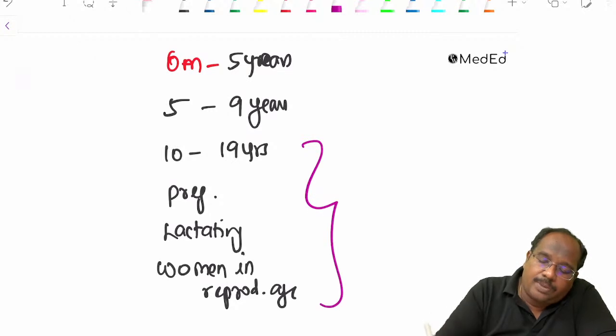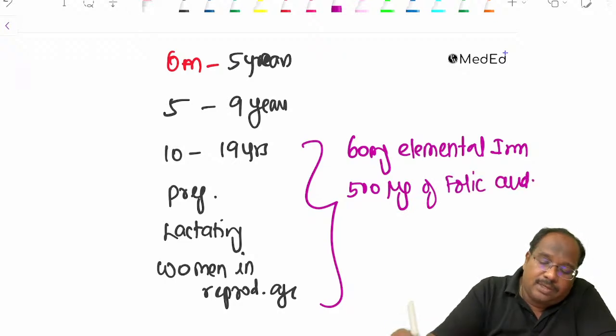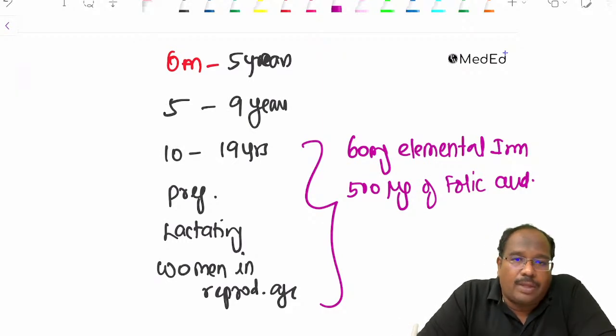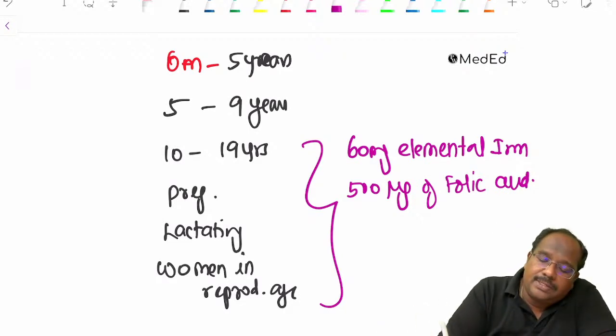For all these groups, the tablet strength is 60 milligram of elemental iron, and 500 microgram of folic acid. So 60 milligram of elemental iron and 500 microgram of folic acid. Between 5 to 9 years, okay, between 5 to 9 years.